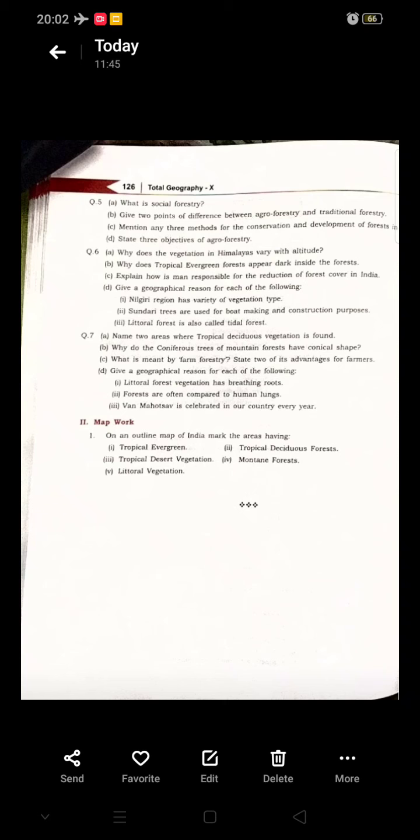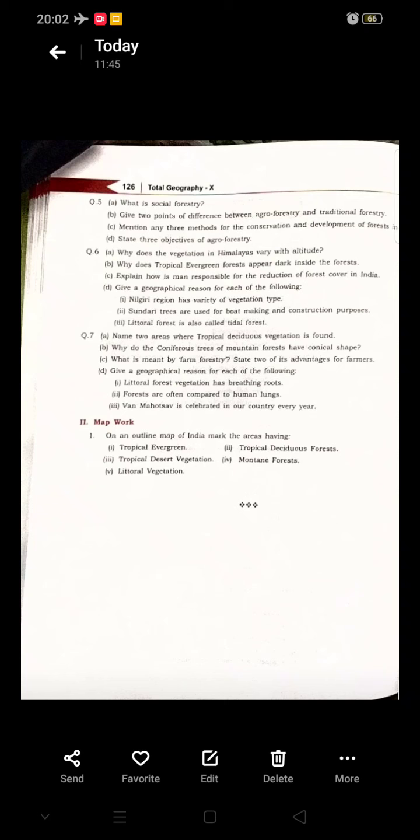Okay, why do the coniferous trees of the mountain forests have conical shape? Now, the coniferous trees of the mountain forest have conical shape so that the snow, this is not given in the book, you may note down, the snow doesn't rest on it, it slides down. Is that clear? So that the snow slides down the tree. The trees are in the shape of a cone.